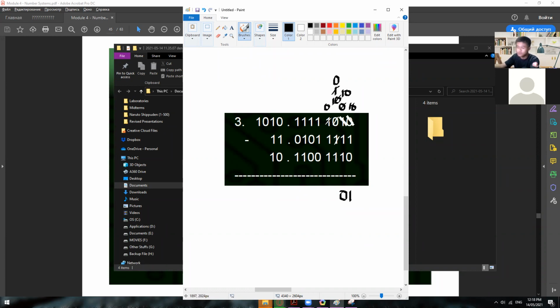So 0 minus 1 cannot be. Okay, so we have to borrow from this guy. But then again, this guy doesn't have anything. So he has to borrow from his neighbor first before he can let us borrow something or money. Okay, so 1 will become 0, and then 0 will become 10. Now we can borrow from this guy since he now has money. So 10 will become 1, and then this 0 right here will become 10. Okay, so 10 minus 1 is 1. Okay, clear? Is it okay now?